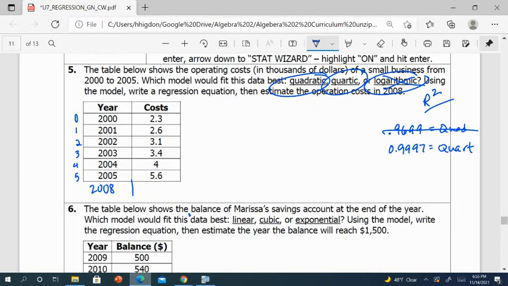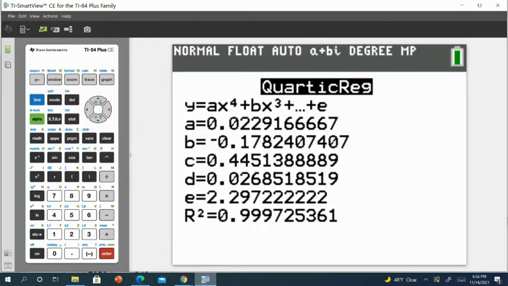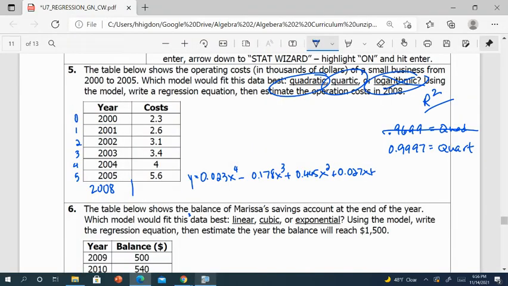So go back and I'm going to write the equation. It's y equals 0.023x to the fourth minus 0.178x to the third plus 0.445x squared plus 0.027x plus 2.297. Was that right? Yeah, 2.297. All right, so there's the equation.